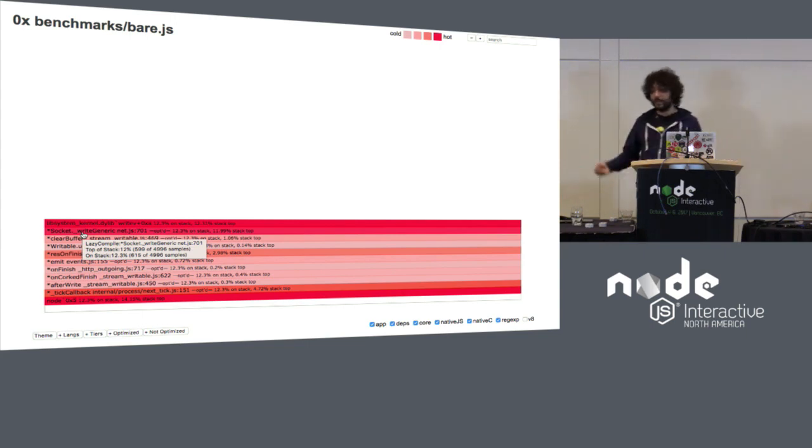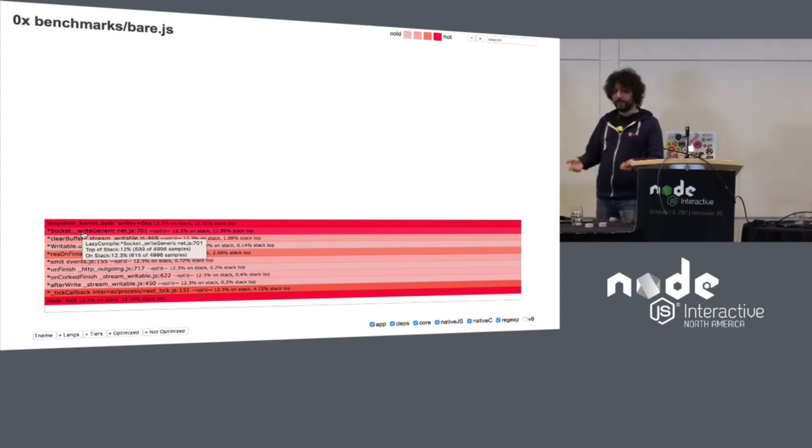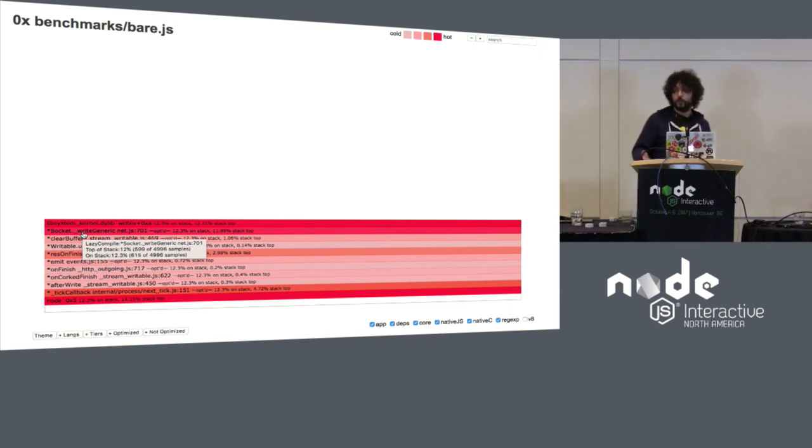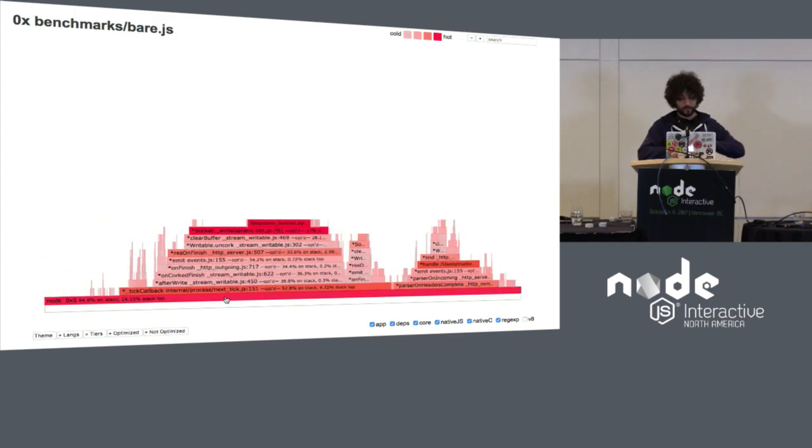Again, we are writing stuff to a socket. An HTTP server is basically a net server, and we are writing stuff to a socket. So most of our application is spending time either in write generic or writev. Fantastic, good job, okay? That's great.